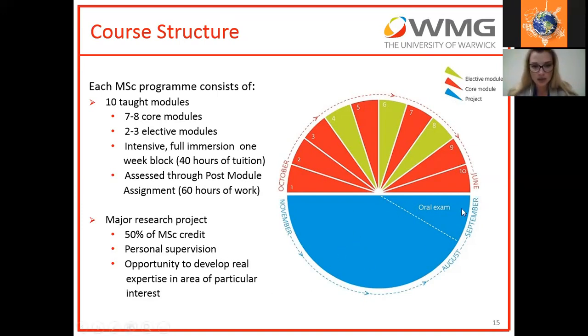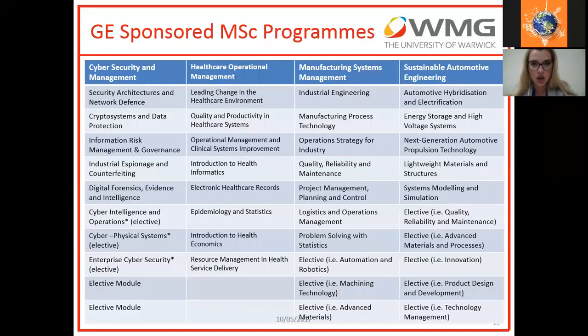The blue element of that pie chart is your research project. So you can see half of your degree is built around your research project, which you will start thinking about in the first days of your degree. You will have your personal supervision, with a personal tutor looking after you. That's really your opportunity to develop real expertise in an area of particular interest. Perhaps you already have an idea in mind, or perhaps you have a job assignment to come back to, so you might want to start thinking about that in advance.